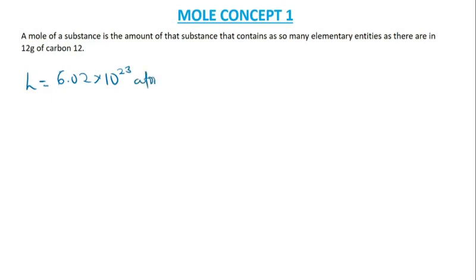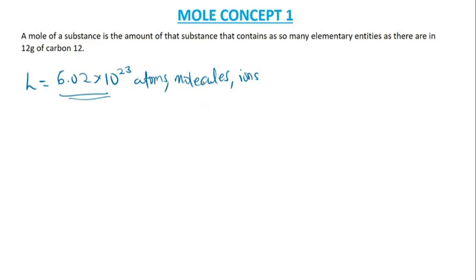It's either atoms, molecules or ions. It depends on the entities that we are considering in our definition. So if we say 1 mole of an atom, we are saying that it contains 6.02 times 10 raised to the power 23 atoms. If we are saying 1 mole of an ion, we mean it contains this number of ions. That is what we mean by elementary entities. So the entities can either be atoms, molecules or ions.